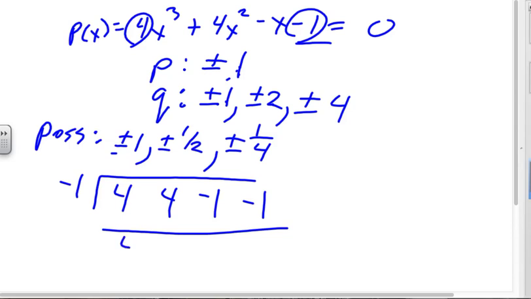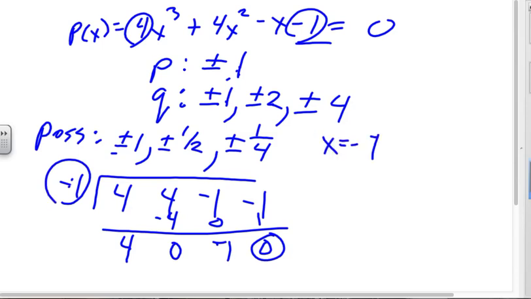I bring this one down, times 4, that gives me -4, that gives me 0. -1 times -1 gives me 1. So that tells me right there that -1 is a 0. So x equals -1 is a 0. All right, and this is my resultant polynomial, which will be 4x squared. My x term is 0, minus 1 equals 0.